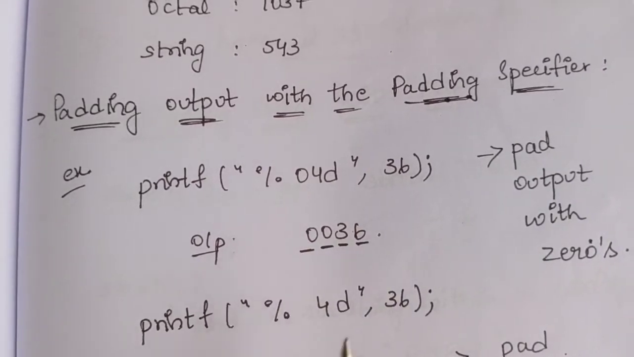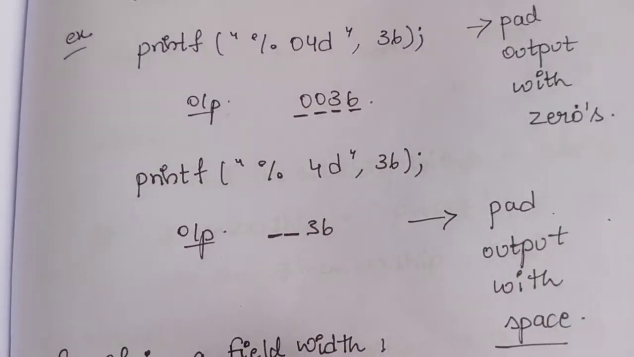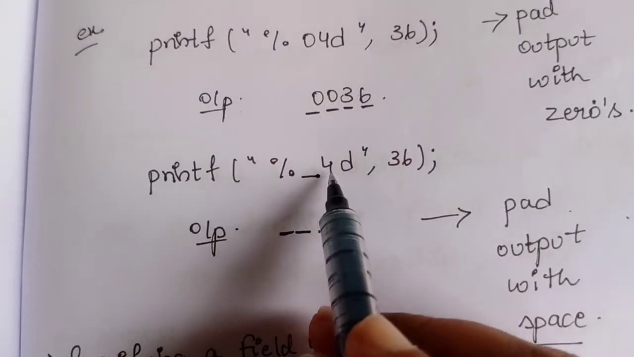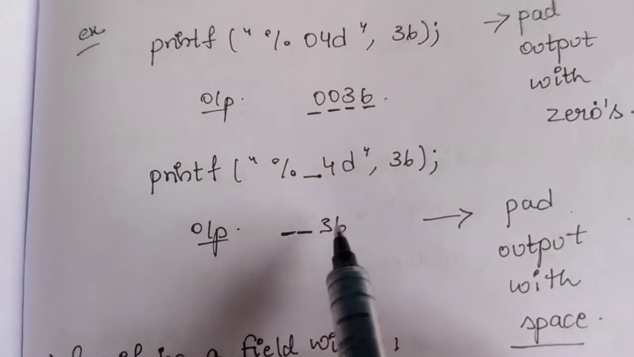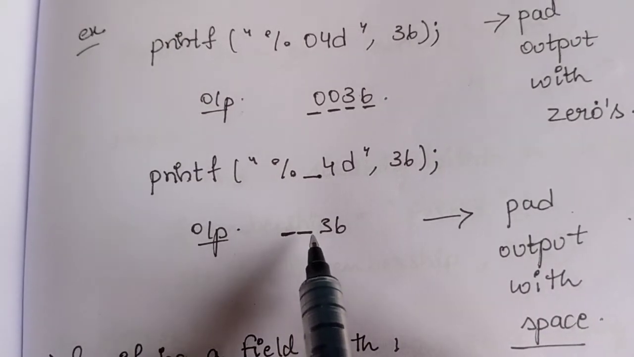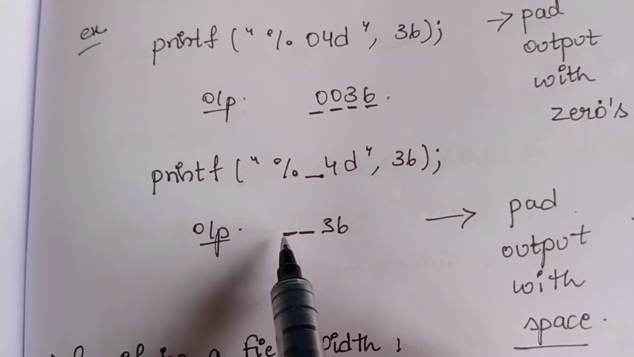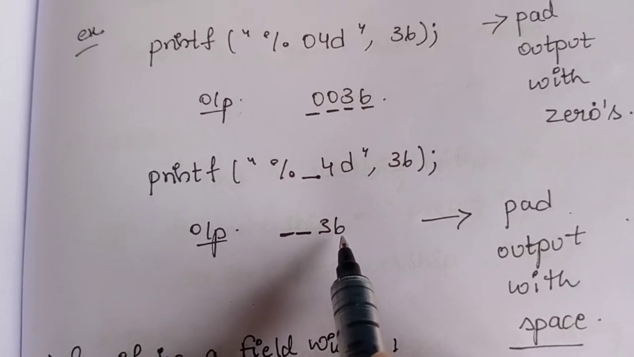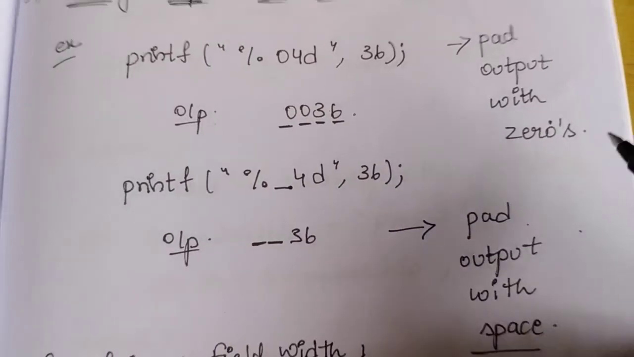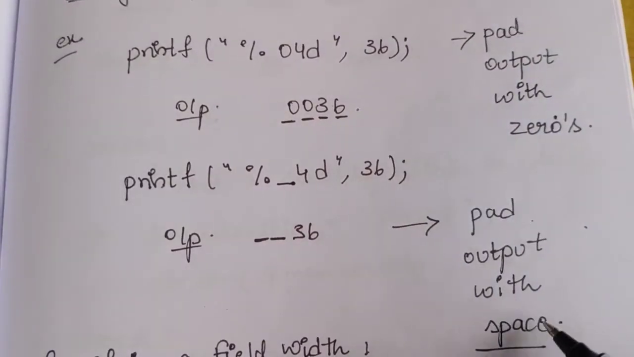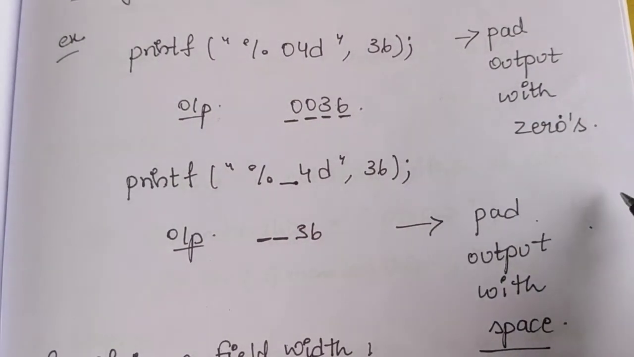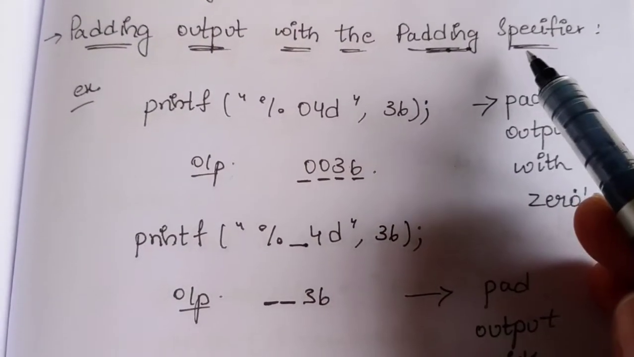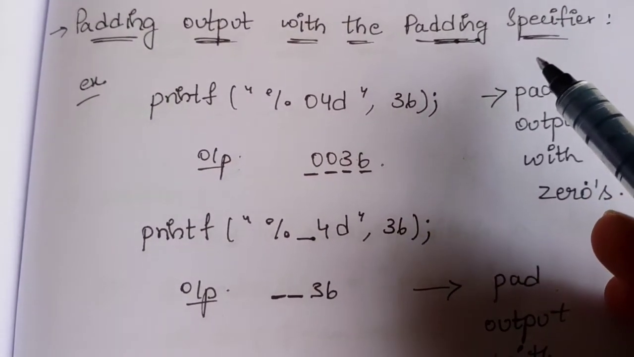Similarly, if we want to add space, then you have to leave some space and then you have to write 4d. Then the output will be added with spaces. Like it leaves 2 spaces empty and then it will print 36. This is how we add zeros or space to the output, and that is done by using the padding specifier. We call it a padding specifier.